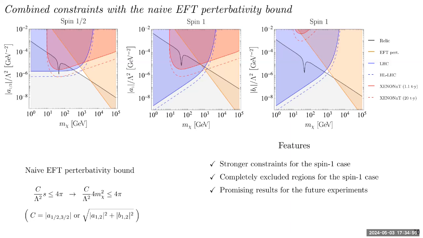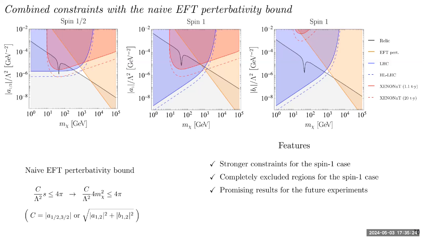So first, let me consider only the spin 1 case. As you can see, for the spin 1 case, we totally get stronger constraints because of the LHC and the relic abundance. And as you can see, in the A1 case, there is no allowed region. But in the case of B1, there is still an allowed region.